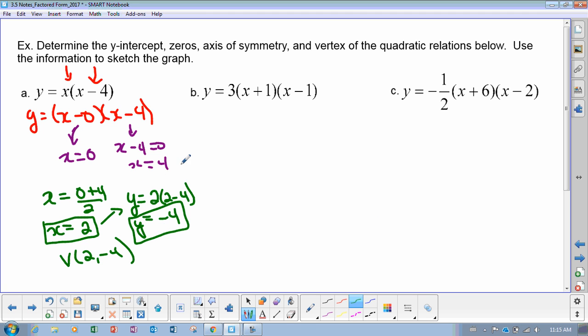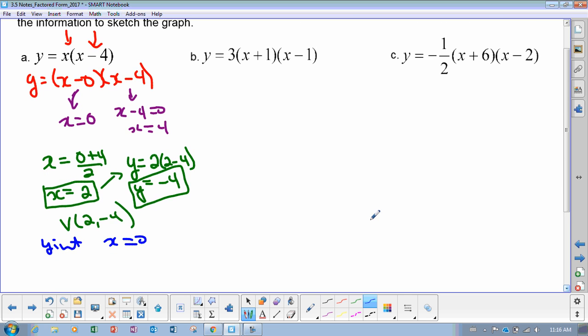So I've done the vertex, I've done the axis of symmetry, I've done the zeros. The last thing I need to do is the y-intercept. For y-intercepts, we know that x equals 0. So starting from my original equation, I'm going to have y equals 0 multiplied by 0 minus 4, which is going to be 0. So that means the y-intercept is 0, 0.